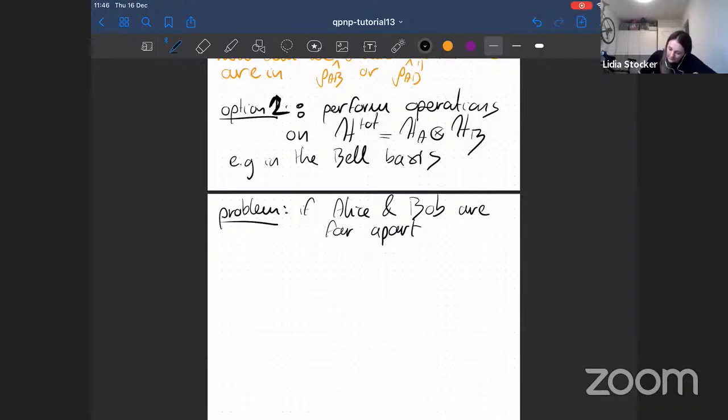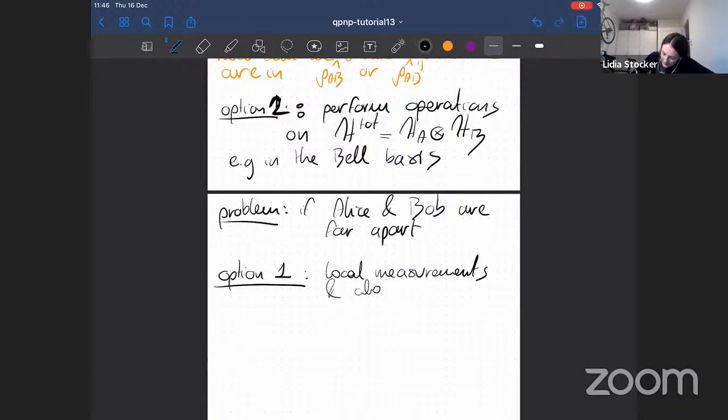So the option 2, or option 1 if we go according to the exercise sheet, is local measurements and classical communication.